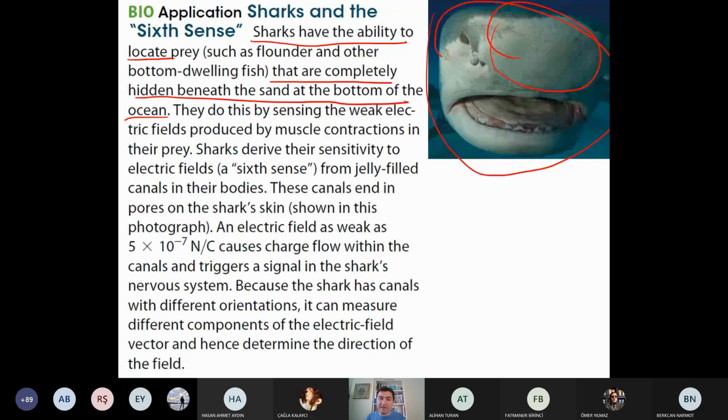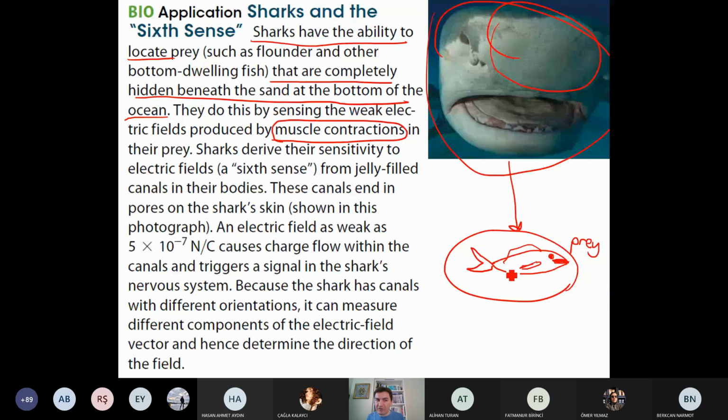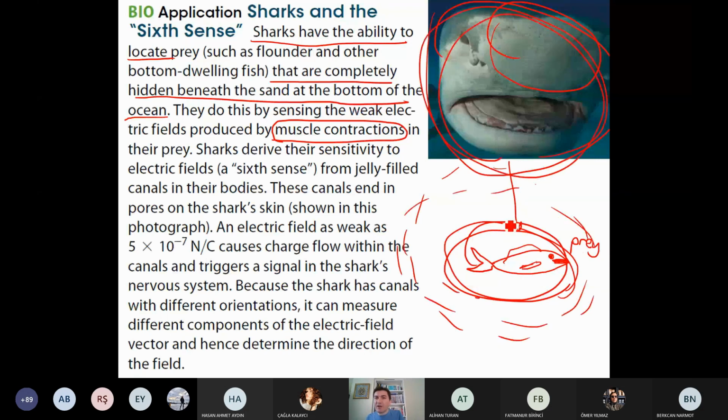They do this by sensing the weak electric fields produced by muscle contraction in their prey. So here, just consider we have a smaller fish. This is the prey. And this shark would like to eat this one. So due to these muscle contractions, this prey produces an electric field around itself. Then this shark can detect these electric fields by using these points on its skin.